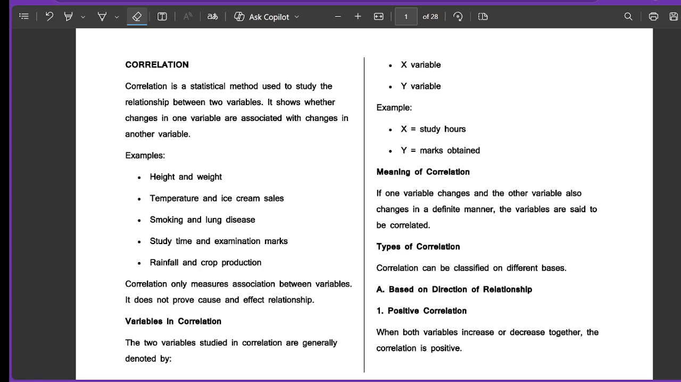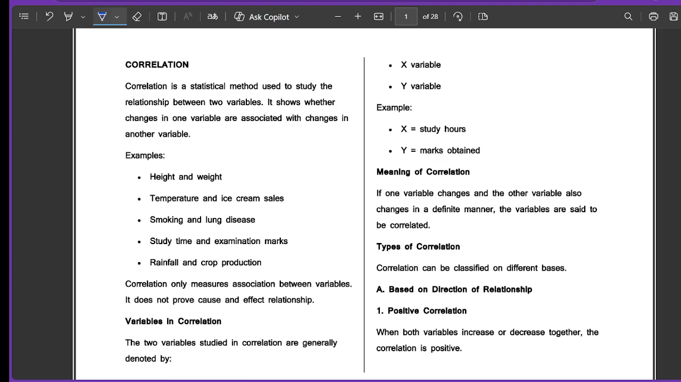Hello dear learners, in this video we will start with unit 7 of Biostats, and the unit talks about correlation. So in today's video our main aim would be to understand what correlation is and what kind of questions can be asked from this topic.